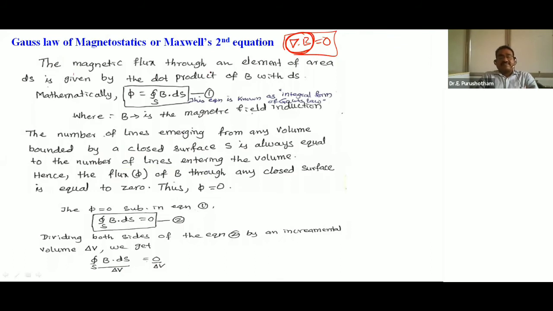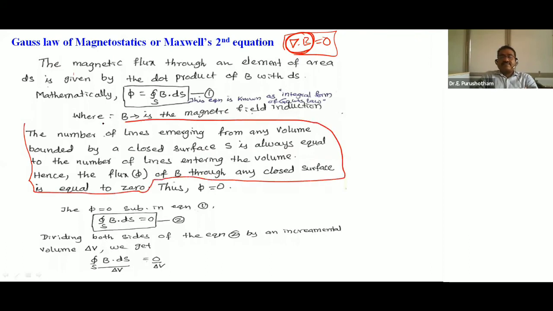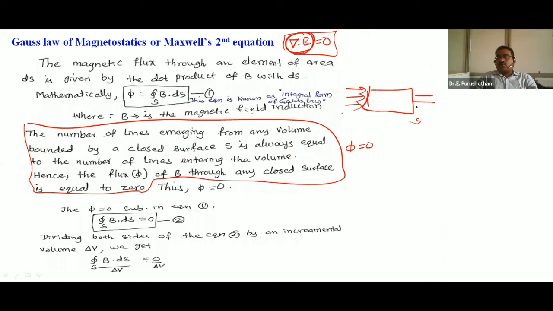Explanation. The magnetic flux through an elemental surface area, phi, is equal to the surface integral of B dot ds. This is equation number 1, where B is the magnetic field induction or magnetic flux density. Up to here, just remember that phi is equal to 0. Because in a closed surface S, for example this is the closed surface, the entering magnetic flux is equal to the emerging magnetic flux, both are the same. So the resultant phi minus phi is equal to 0.